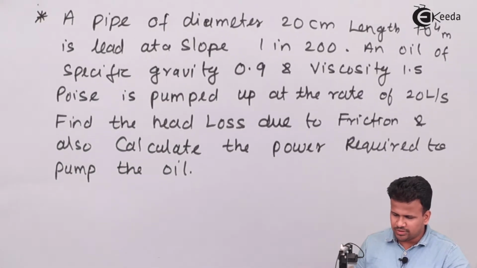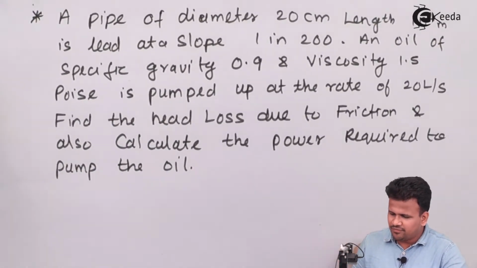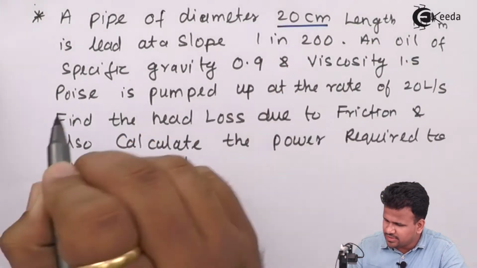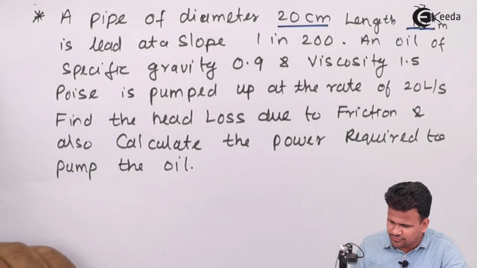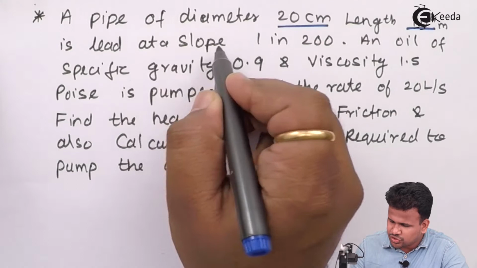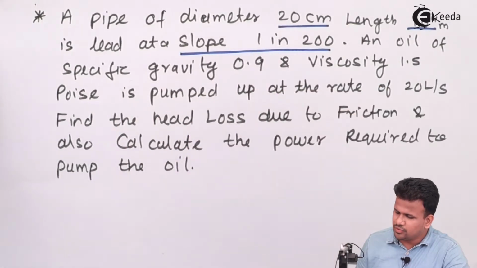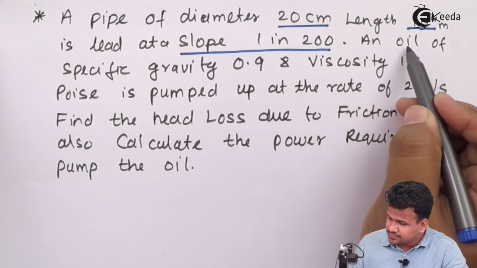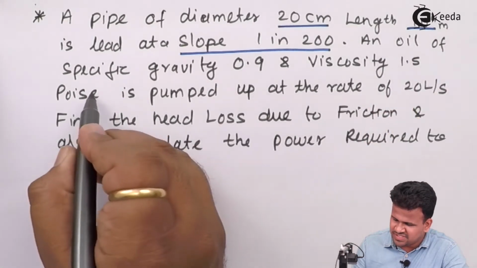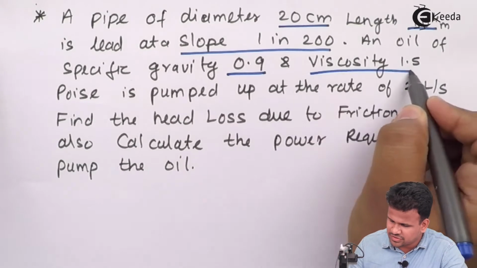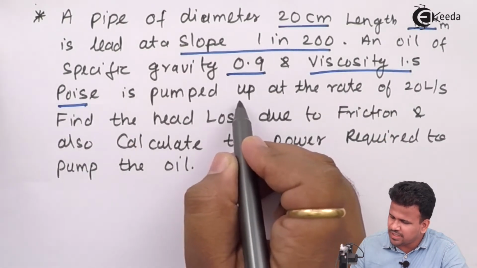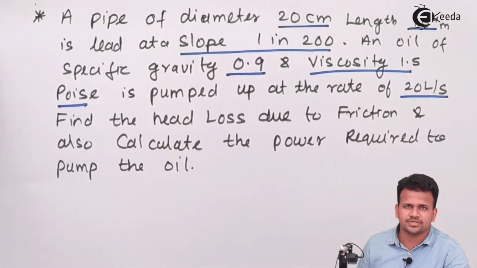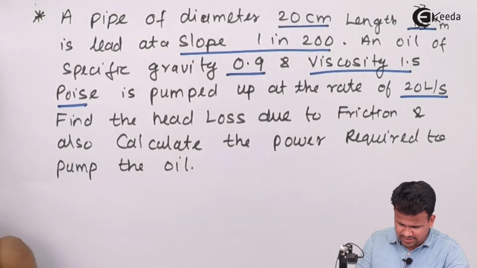So let us consider a problem which is given over here. A pipe of diameter 20 centimeter, length 10 raised to 4 meters, has a slope of 1 in 200, and an oil of specific gravity 0.9 and viscosity 1.5 poise is pumped up at the rate of 20 liters per second. So the following things are given to you.